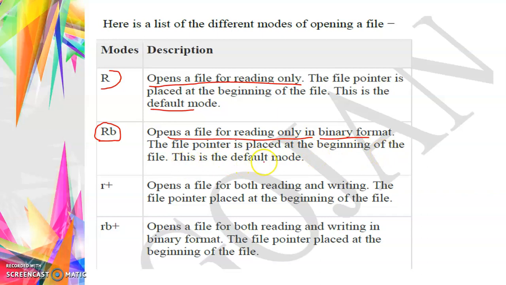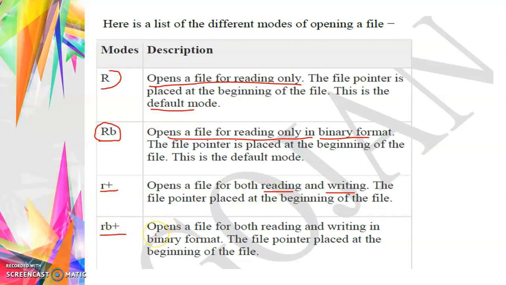So this is the default mode, right? If you are going to access the RB mode, it means read binary format. Next, R plus. R plus means we can perform both operations, reading and writing. So in this open function, the access mode parameter R plus means we can perform both reading and writing operations. RB plus means the same, in binary format.